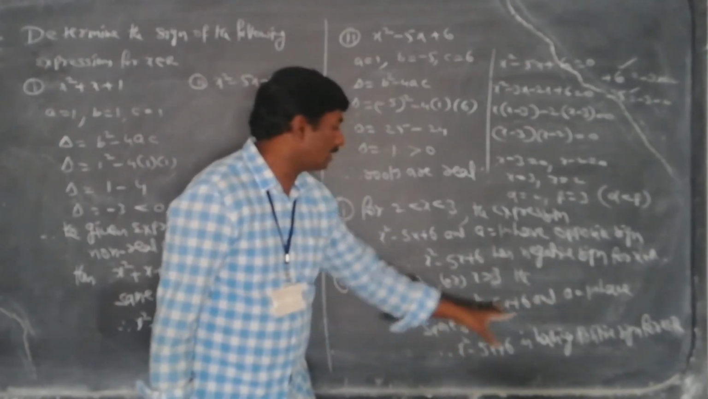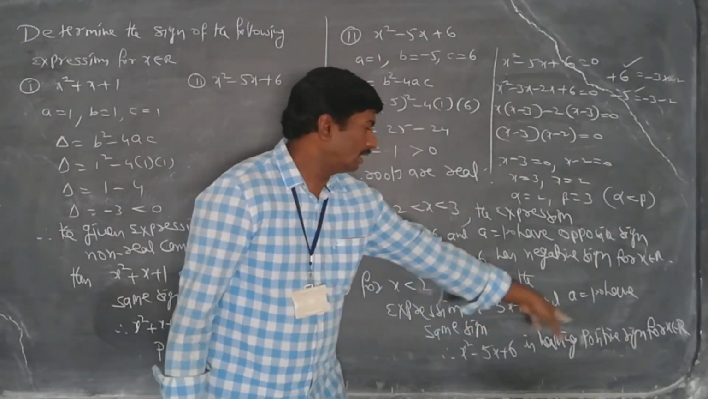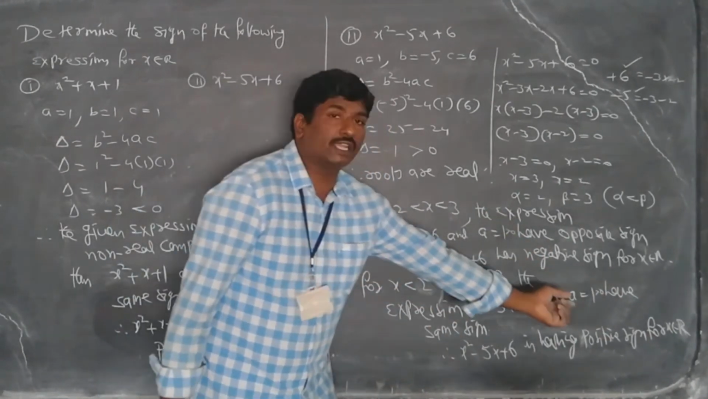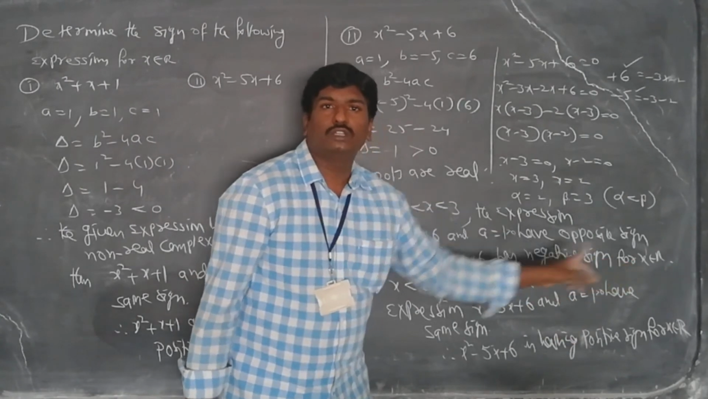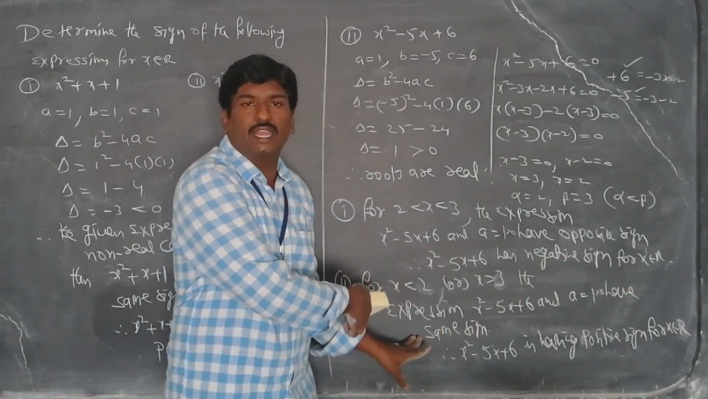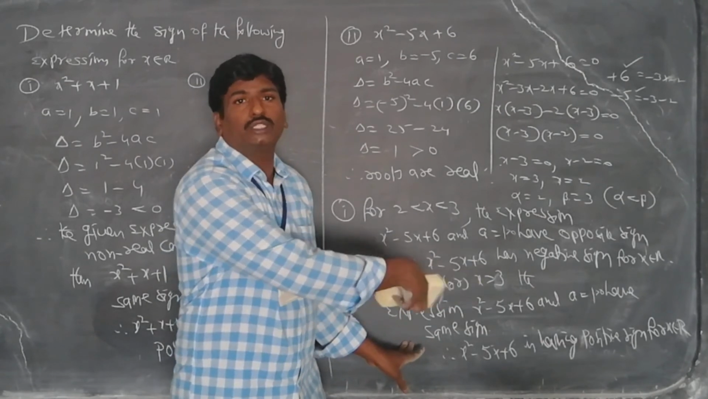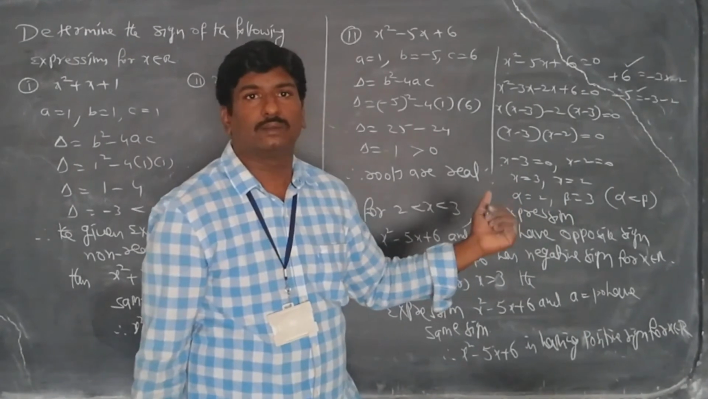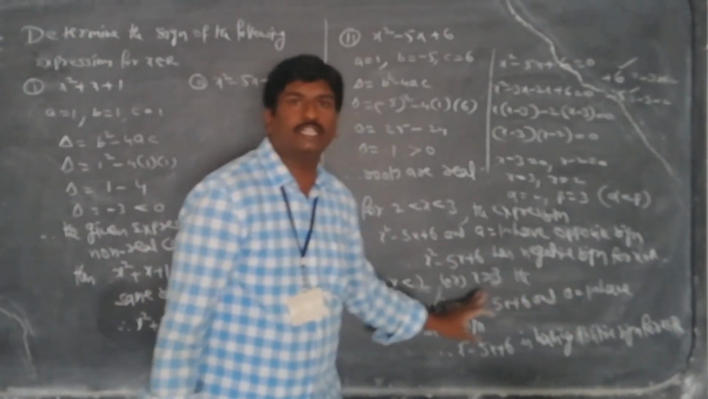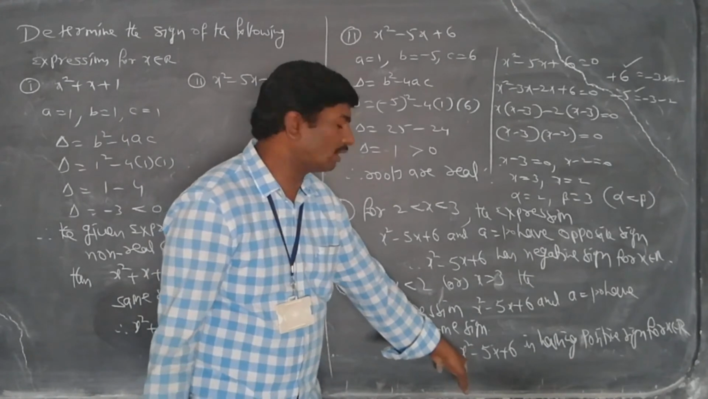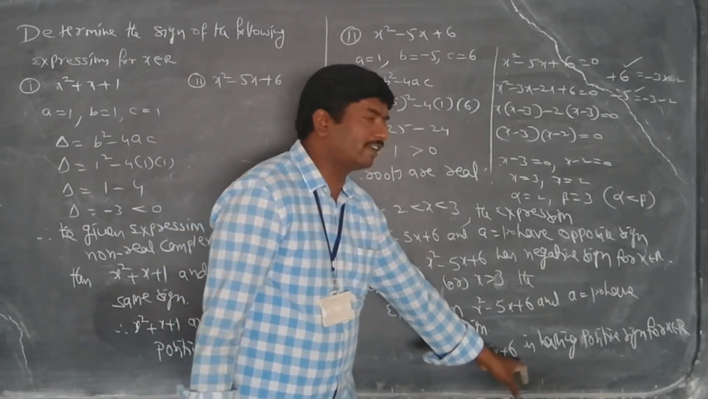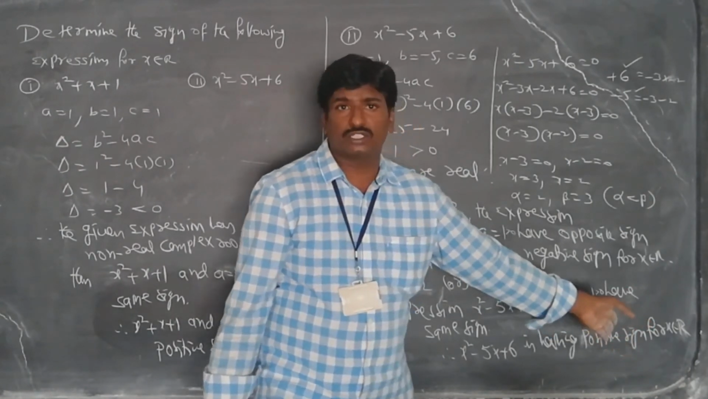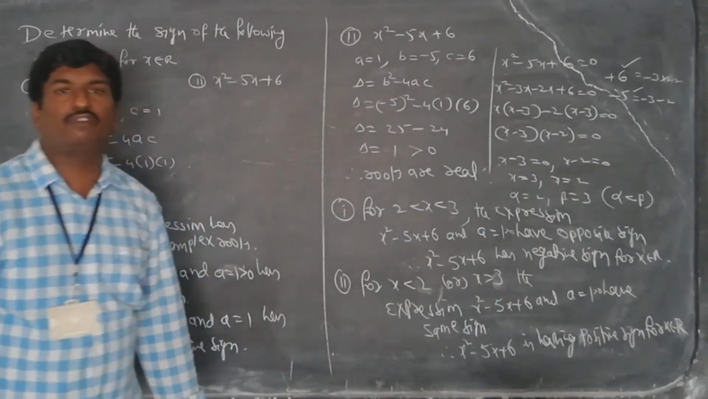Next, for x less than 2 or x greater than 3, the expression x square minus 5x plus 6 and a equal to 1 have the same sign. So you can say a is equal to 1 is positive, and the expression has the same sign. Then x square minus 5x plus 6 is also positive, right? Here a is positive, so this expression's sign is also positive. That's why x square minus 5x plus 6 has positive sign. Like this you have to verify, boys.